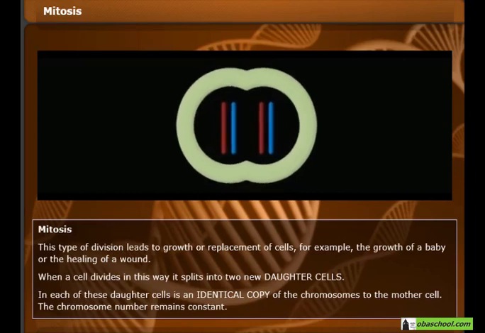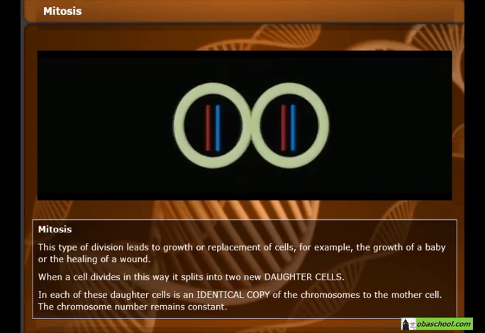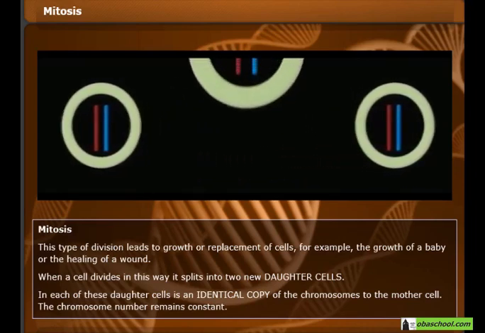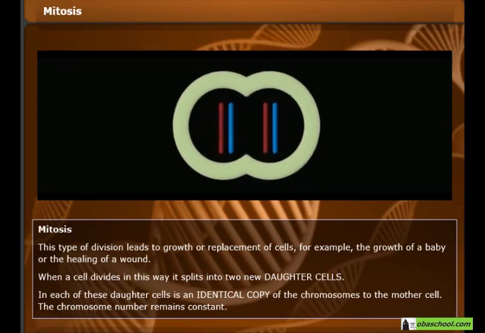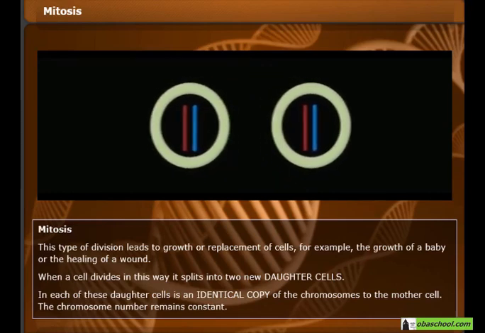When a cell divides in this way, it splits into two new daughter cells. In each of these daughter cells is an identical copy of the chromosomes to the mother cell. The chromosome number remains constant.